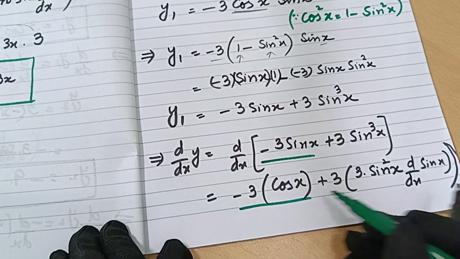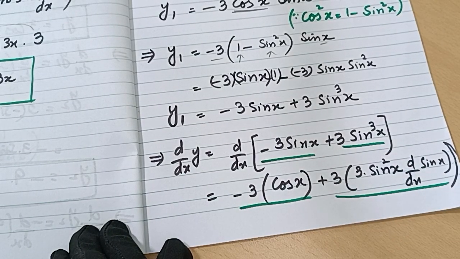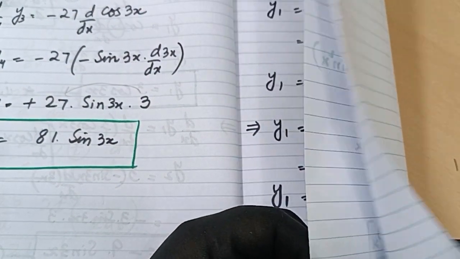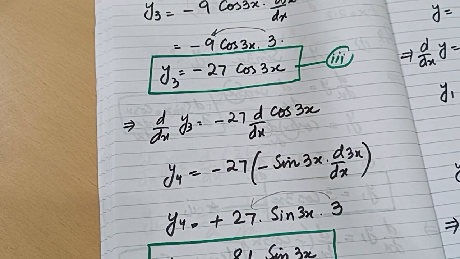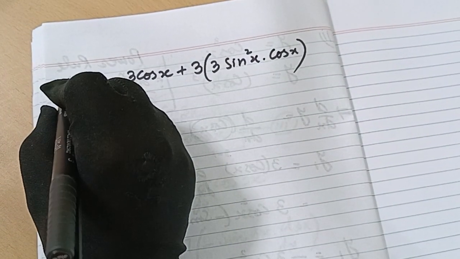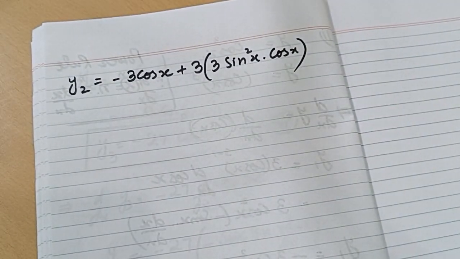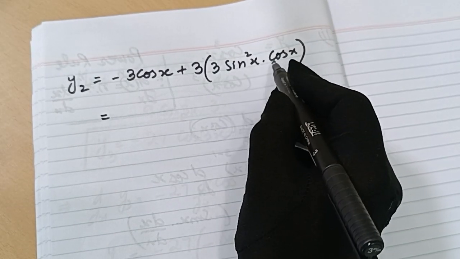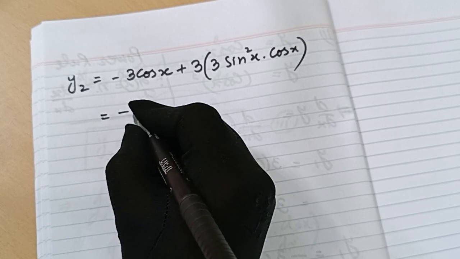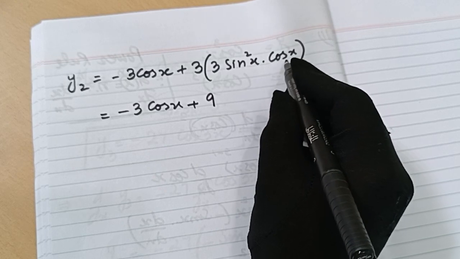The first term's derivative is this one, and the second term's complete derivative is this one. Let me write that on the next page. So this side is becoming the derivative of y1, that is y2, and the derivative of sin x becomes cos x, so sin square x cos x. Now this will change to minus 3 cos x plus 3 times 3 is 9 sin square x cos x.